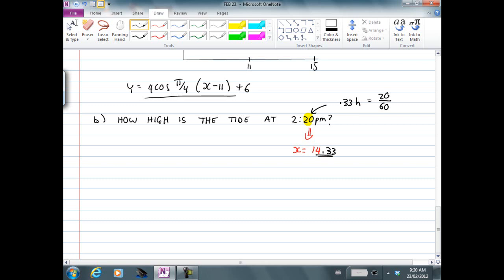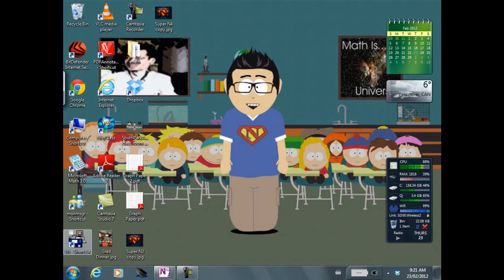So guys, what you're going to do is sub this into your formula. Y equals 4 cos pi over 4 (14.33 minus 11) plus 6. Go ahead, plug it in and solve it now. Get some practice using your TI-83. This is the sort of question they ask because they want to see if you can work in a different hour system. So I'm going to grab my calculator, take out your TI-83, and we're going to work on this together.